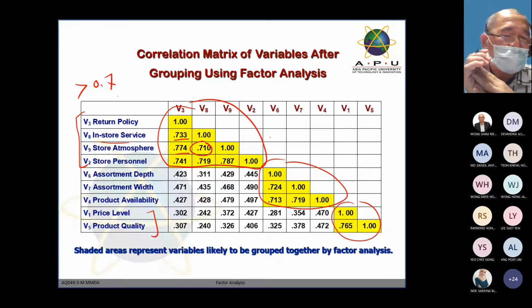Of course, we have another method to determine which variable is more important. Later you will see.